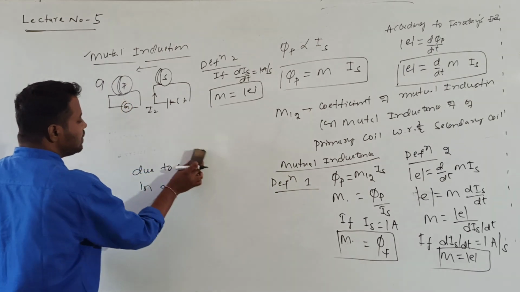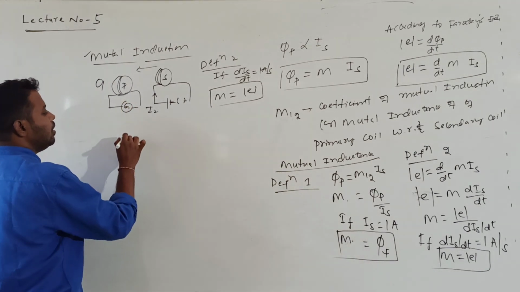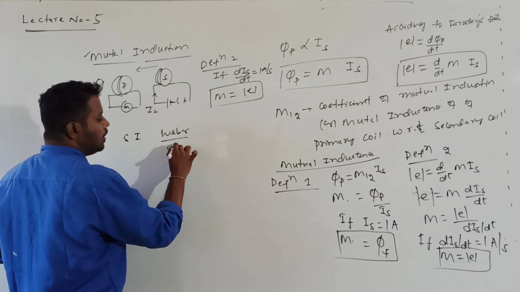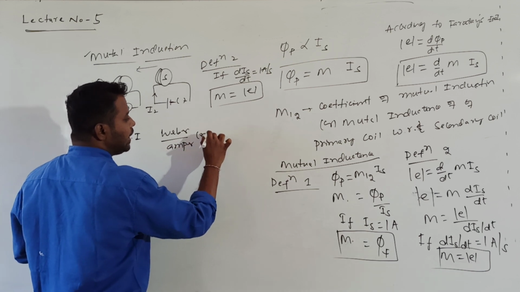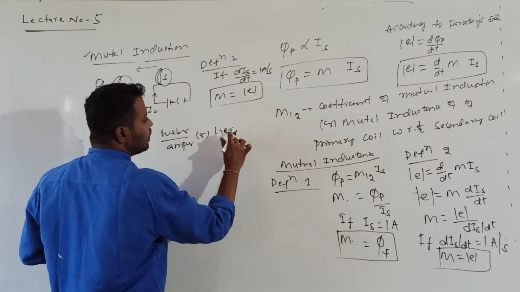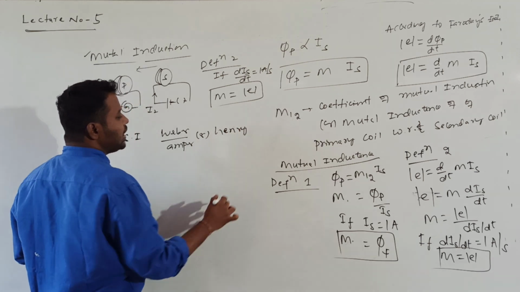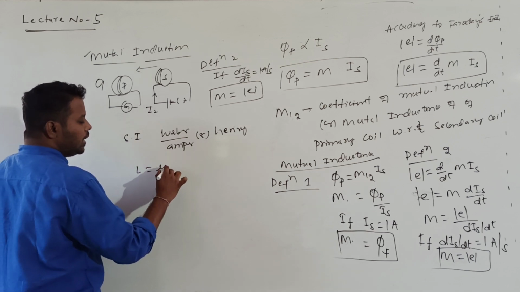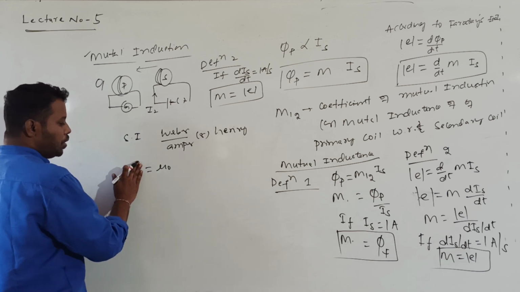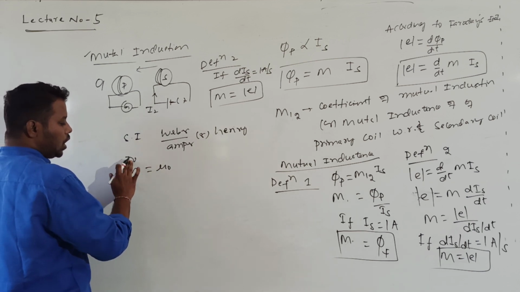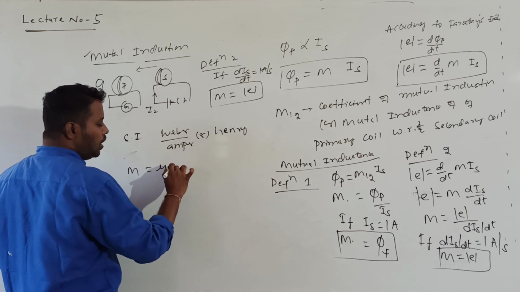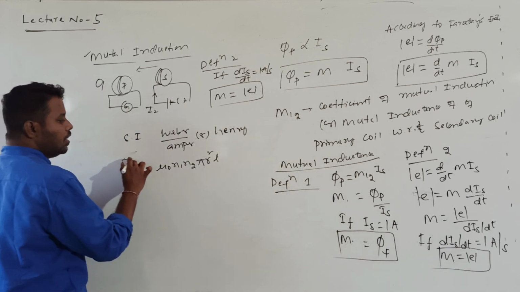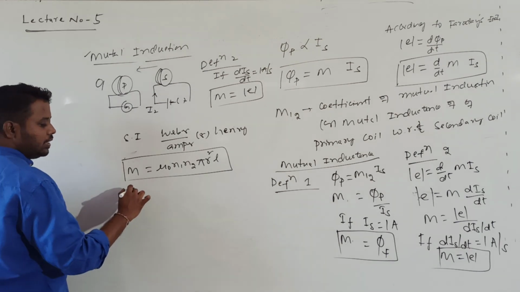I repeated it once again only for the purpose of writing the notes, and that day I already wrote the units. The SI unit is given by Weber per ampere, and Weber per ampere is nothing but a Henry. And also we have seen the expression for the mutual inductance of two long coaxial solenoids: M is equal to mu naught into N1 into N2 into pi into R square into L.